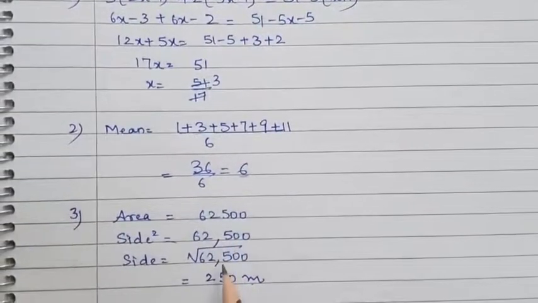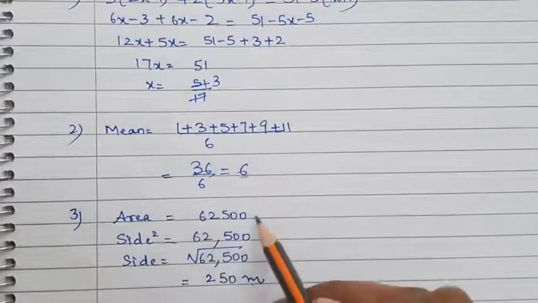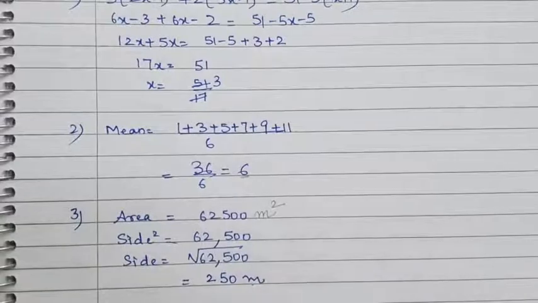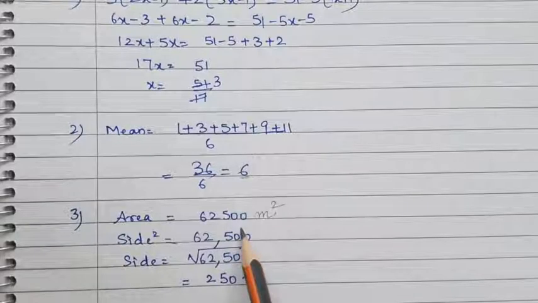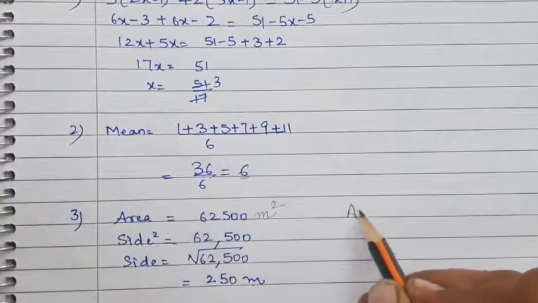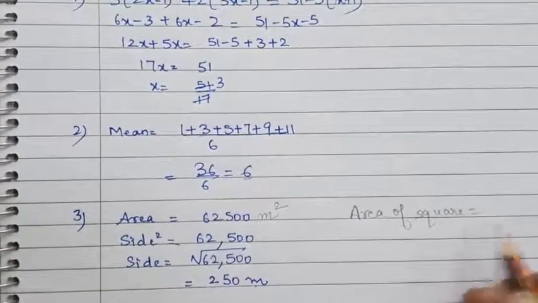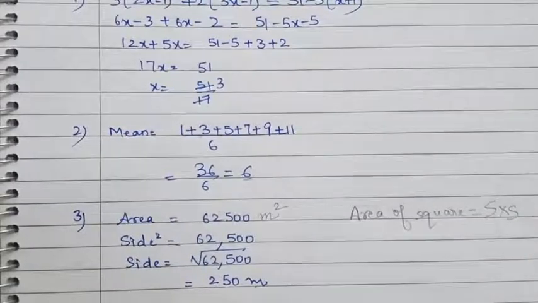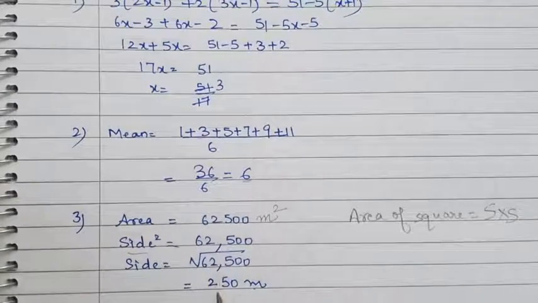Now let us do the third question. The area of a square is given to us in meter square and we have to find the side of the square. We know the formula for area of square is side into side, that is side square. So square will become square root. So we get 250 meter, that is the side of the square.